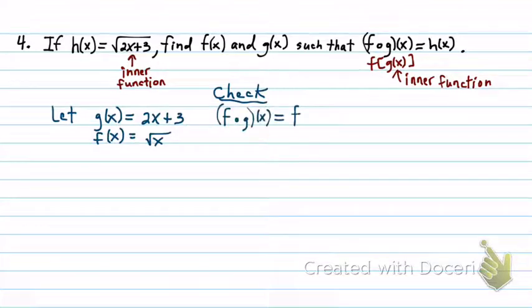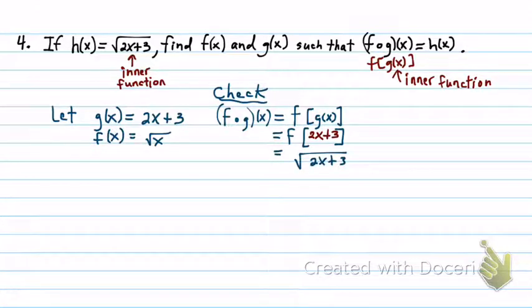So f of g of x is by definition equal to f of g of x, and g of x is 2x plus 3. Now when we plug that into the f function, it just takes the square root of your input. So here your input is 2x plus 3, so we get an answer of the square root of 2x plus 3, which is what we were looking for. That is h of x. So it did work. Let's try one more.